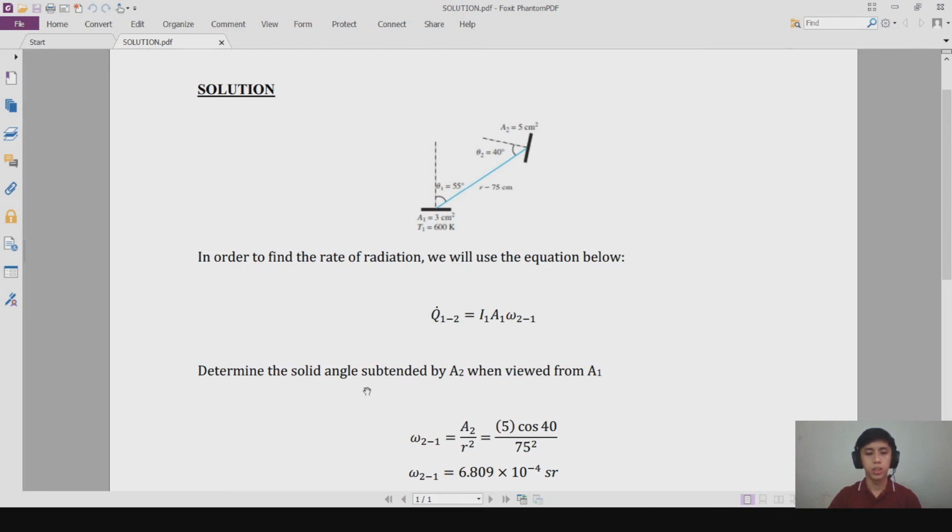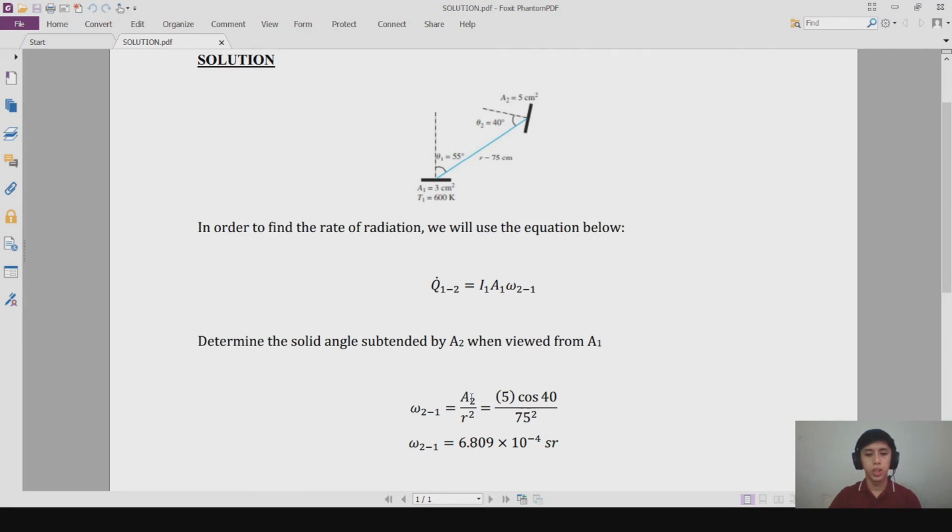First we find the solid angle, which can be determined by using the formula omega 21 equal to A2 over R squared. Since A2 is already given, which is 5 centimeters squared, we can substitute it into the equation. However, we need to consider the angle between the viewing point of A1 and the normal from surface 2, which is 40 degrees. So the solid angle is equal to 5 cos 40 over r squared, where r is the distance between A1 and A2, equal to 75 squared.